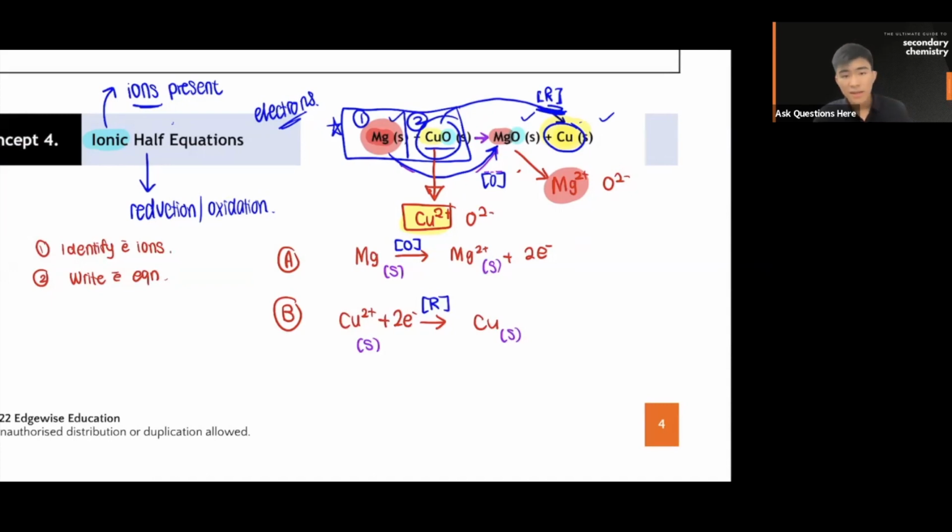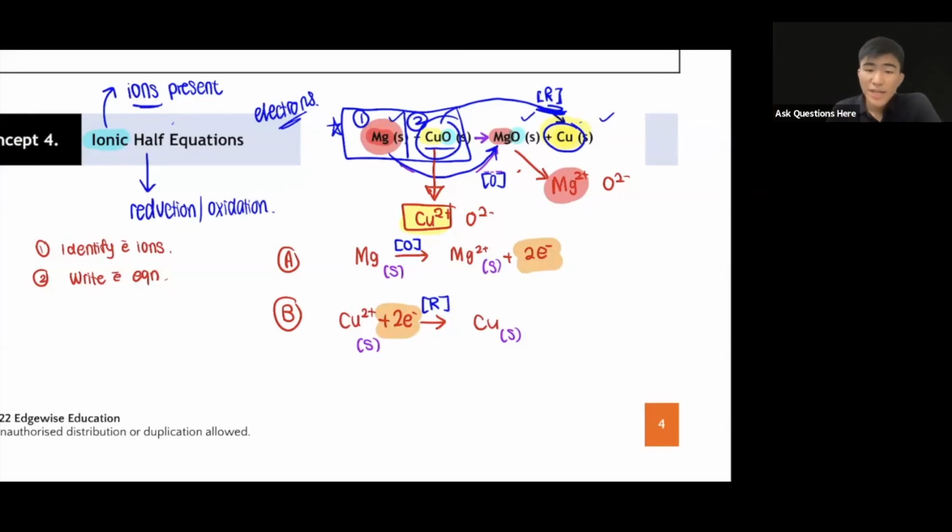Okay, so from this equation, I want to teach you something as well. You can see over here that we have electron. Now, the position of electron is very important, whether it is on the left-hand side of the equation or the right-hand side of the equation. Now, why is this so? I'm going to just highlight the electron for you first, before we start explaining deeper what this means.